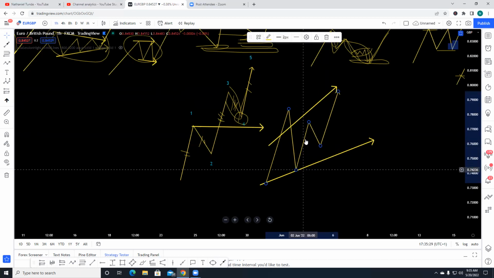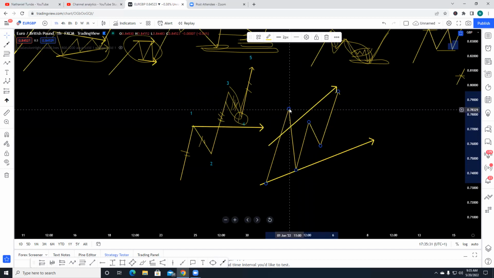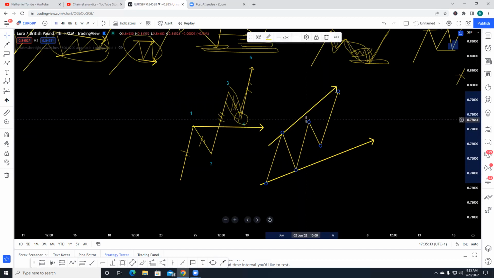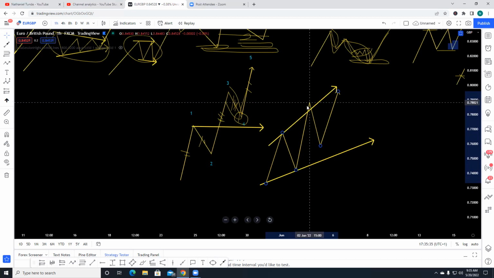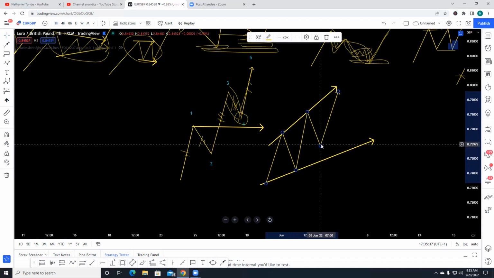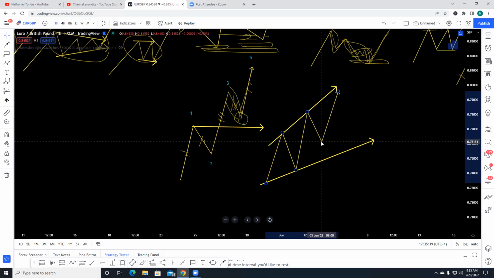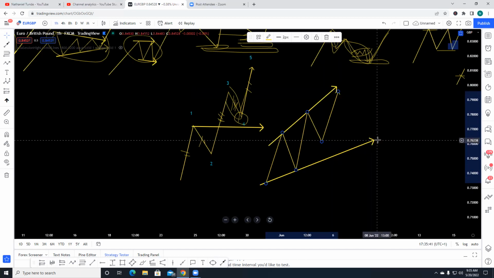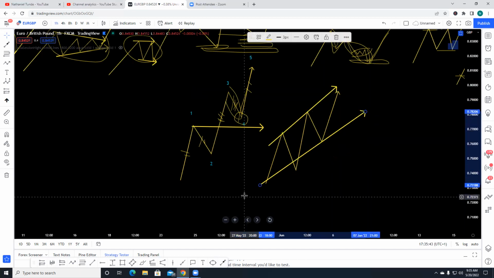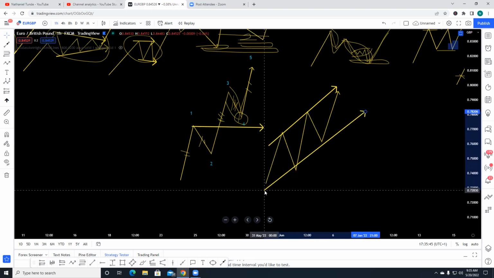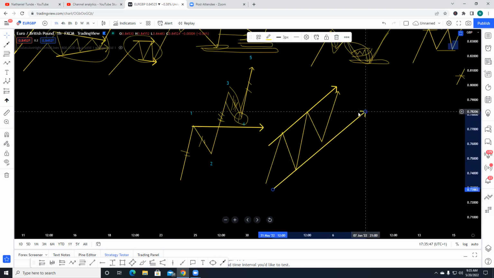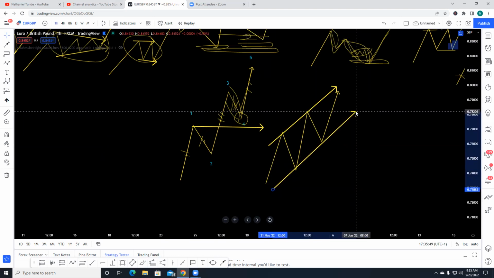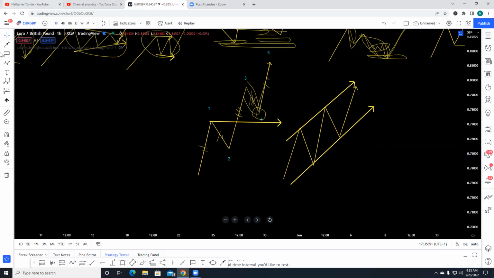1, 2, hold on. 1, 2, 3, 4, and 5. Let's draw it properly, guys. This is a serious class, guys. We have to draw it properly. This is a serious class, guys. All right. This is how to draw it, guys.